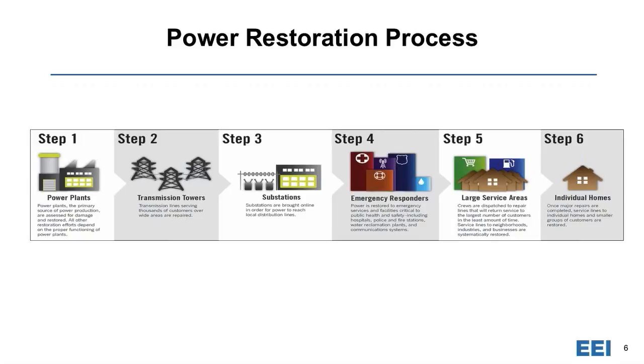But the goal is to obviously do this first safely, but second efficiently. I was at a meeting yesterday where a restoration expert from Kari's company, Duke Energy, noted that sometimes they will go in and restore, say, a feeder, and then they'll have to leave to go and fix another large feeder. And people on that street might say, well, how come they didn't fix the hookup all the way to my house? But the main goal is to do that so there's the most bang for the buck.